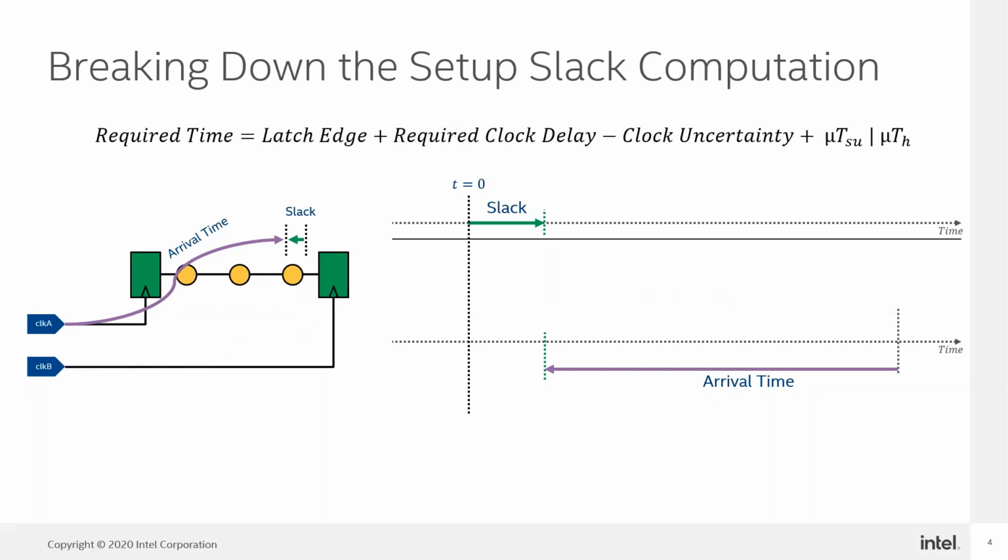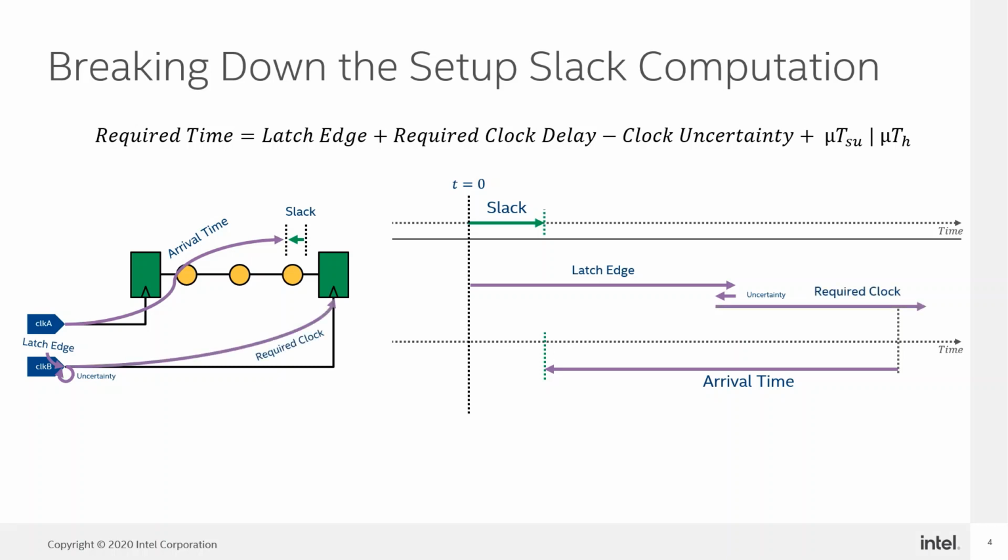Breaking down the required time, first we have the latch edge time, which is the time that the latching clock enters its clock network. Then we add some uncertainty, because with effects like source jitter, we may not know exactly when that edge is going to show up. Then we have the required clock delay, which is the time for the latch edge to propagate towards the destination register. And finally, there's the TSU of the register, which is the amount of time that the data has to beat the clock by for the destination register to function properly.